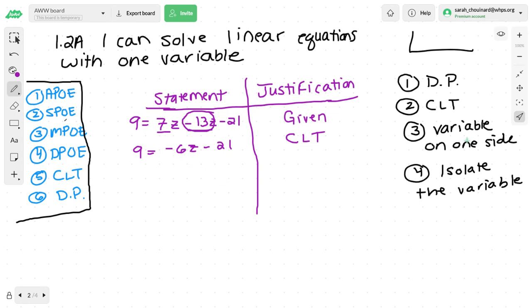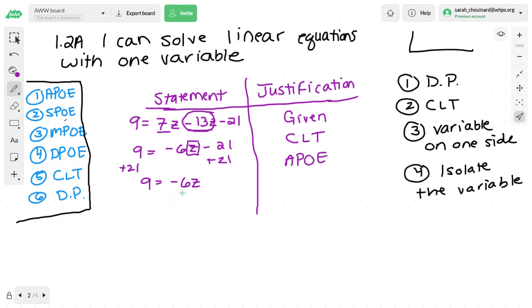Now I need to make sure the variable is on one side, which it is. And so now I'm trying to get z alone. I'm trying to isolate z. So the first thing I need to get rid of is the minus 21. So I'm going to add 21 to both sides. APO allows me to add the same thing to both sides. So my justification here is APO. So I get 9 equals negative 6z.